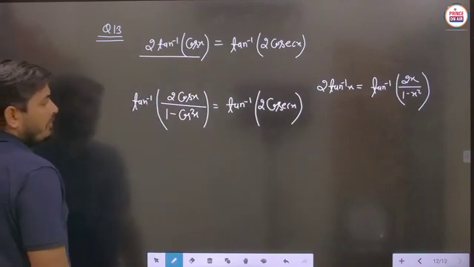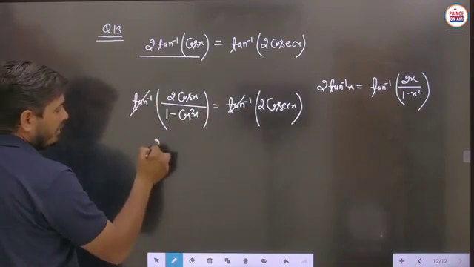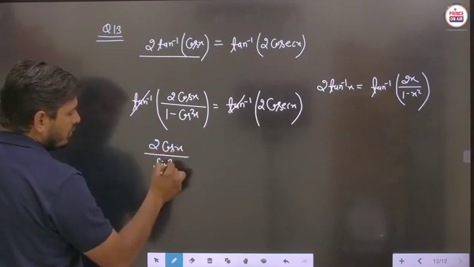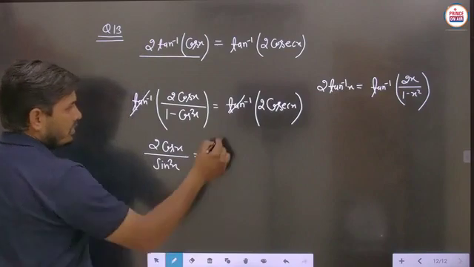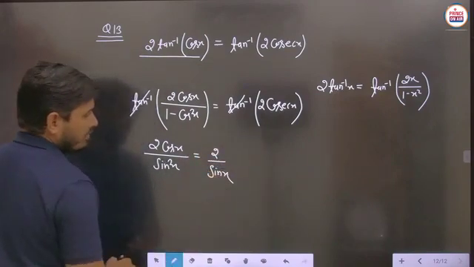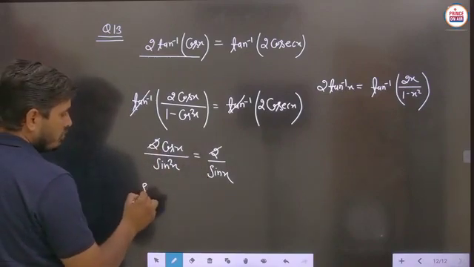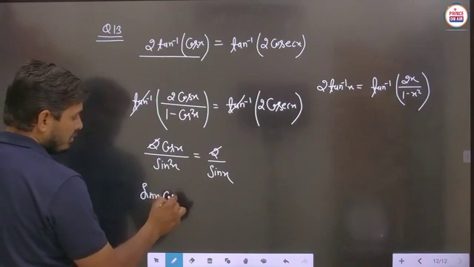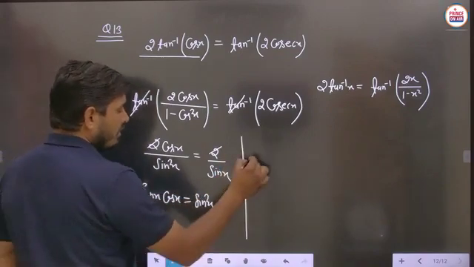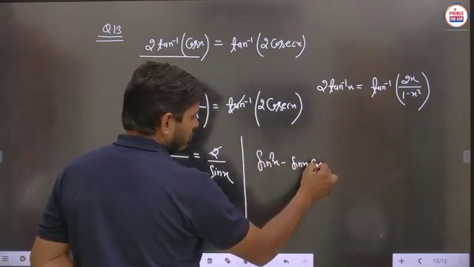Now tan inverse gets eliminated from both sides. It will be 2 cos x divided by sin square x, and here this will be 2 cosec x, so it will be written as 2 sin x. Now this 2 will cancel out, cross multiplication is to be there, so sin x cos x equals to sin square x, or you can write here sin square x minus sin x cos x equals to 0.